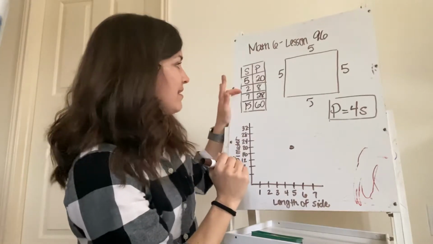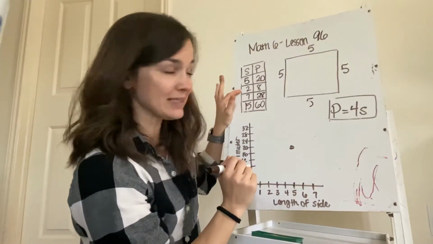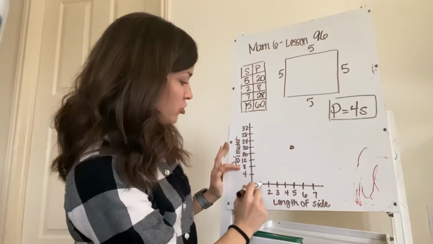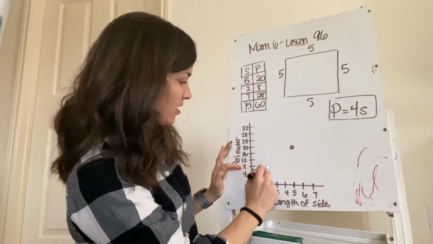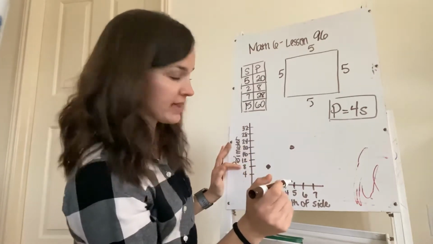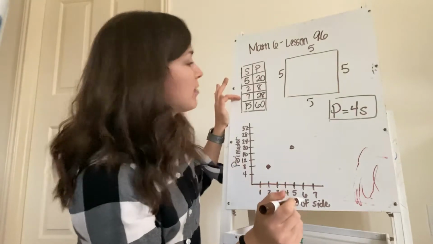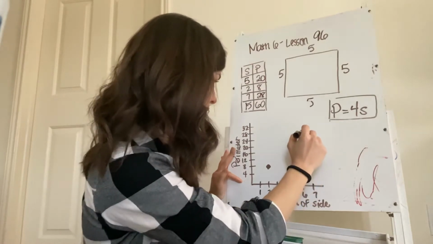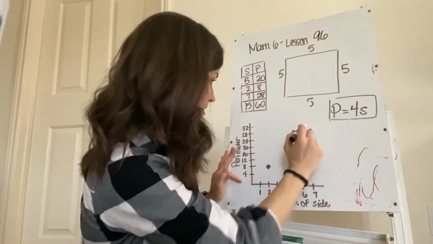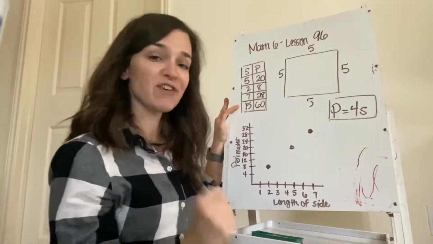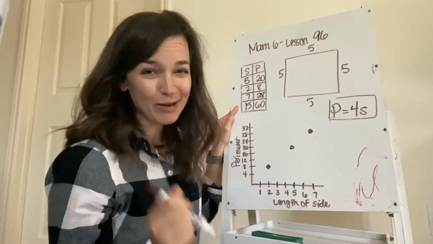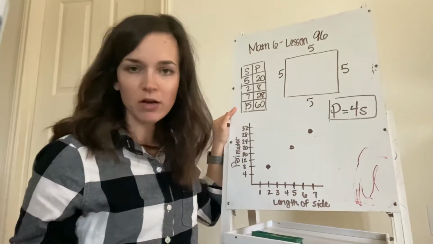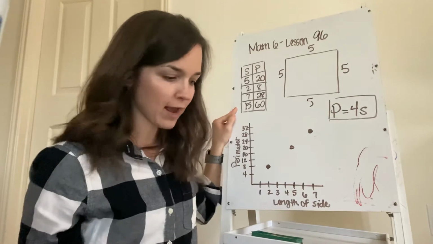Okay? So then the next point we had was 2, 8. So it was a side length of 2 and a perimeter of 8. So we're going to go 2 here and then up to 8 here, and make a little dot at that intersection. Then our next point was 7 and 28. So I'm going to go to 7 down here, pop up to 28. That gives me my next point. And my last point is 15, 60. I would love to graph that one, but we don't have room. So that's going to happen sometimes. If you don't have room, that's okay. Don't worry about graphing that one, okay? Just graph the ones that you have room for, okay?